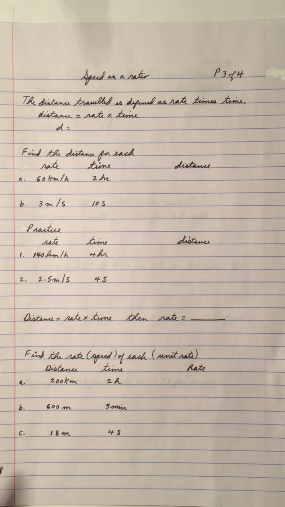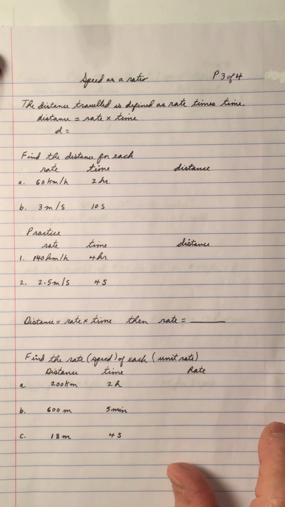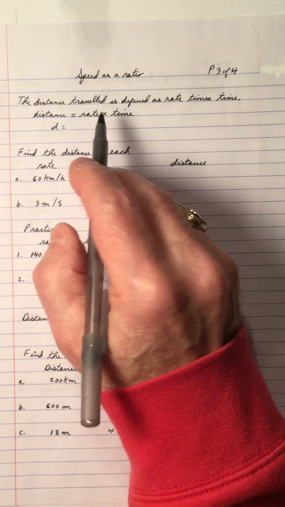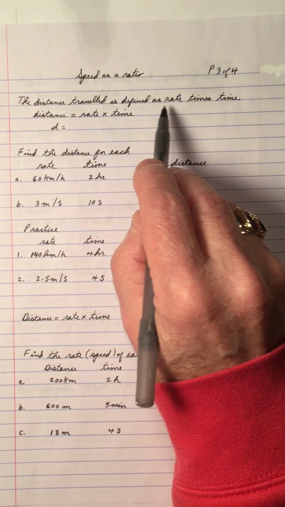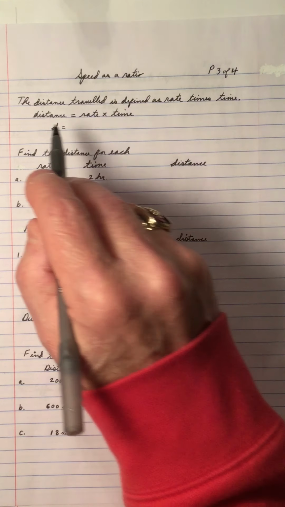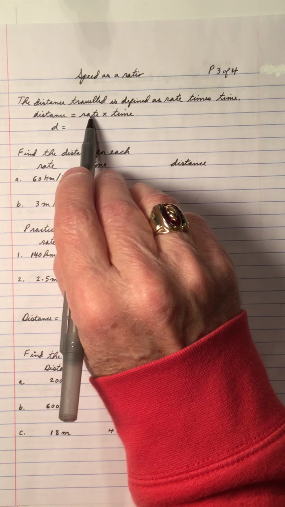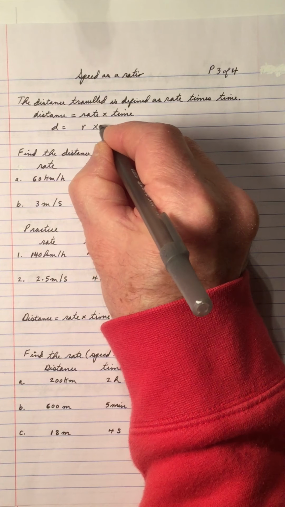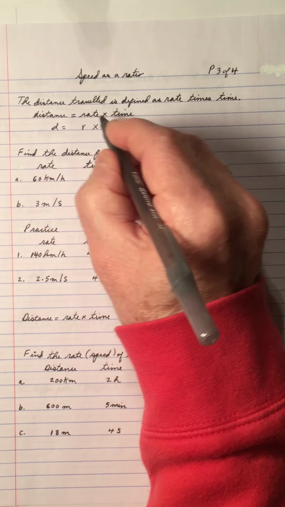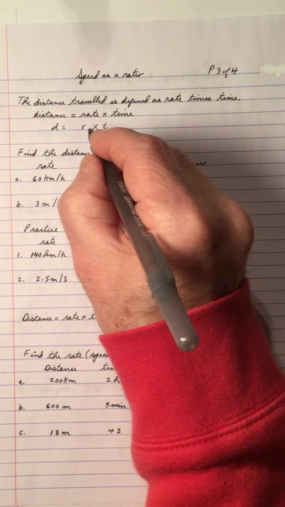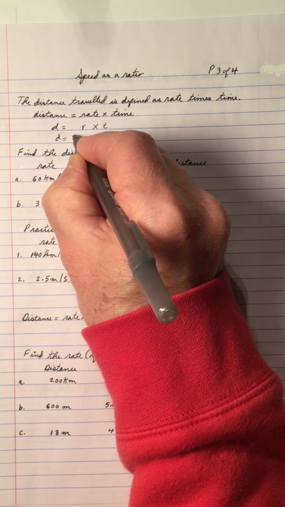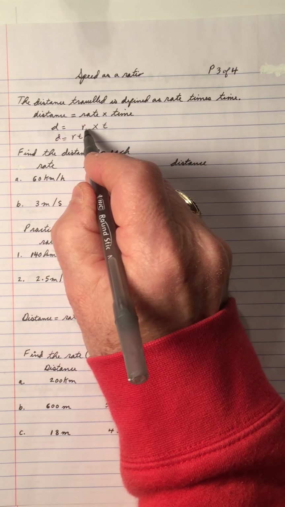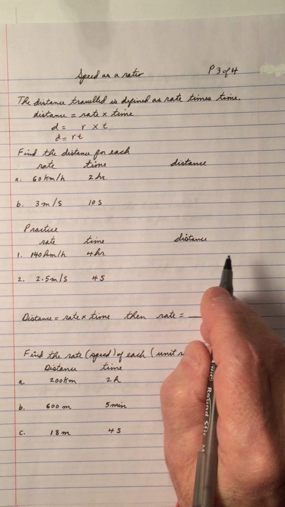Okay. Now, what about speed? What about speed as a ratio? Distance traveled is defined as rate times time. The distance equals rate times time. So D equals R times T. D for distance, R for rate, T for time. And some people write D equals RT. The RT is understood to be a multiplication, so you can write it down R times T or RT.